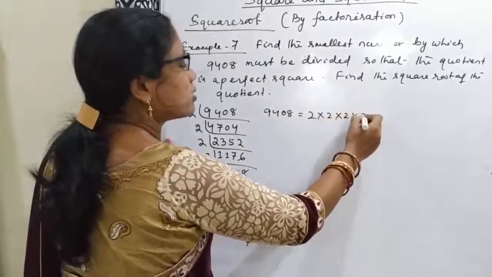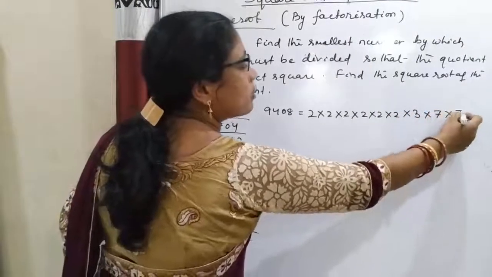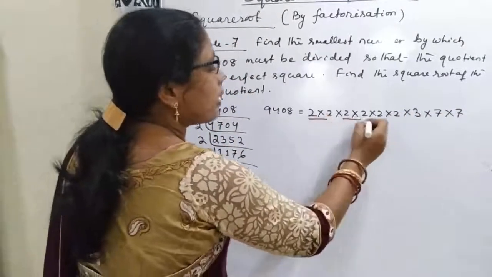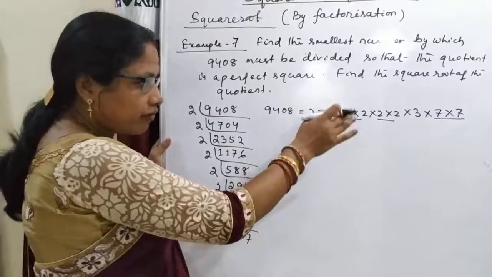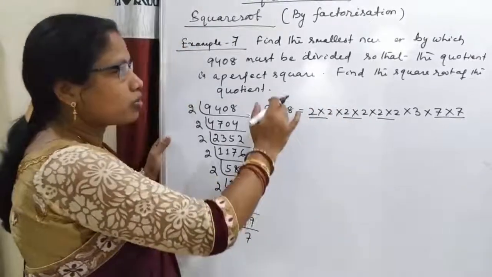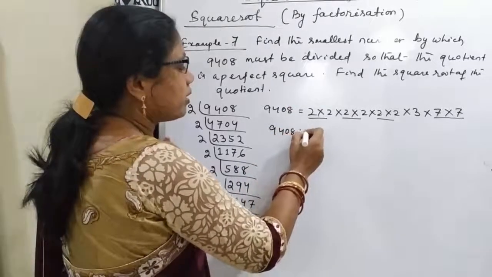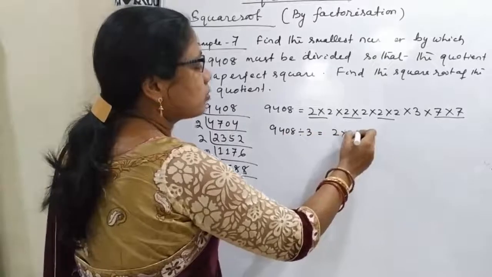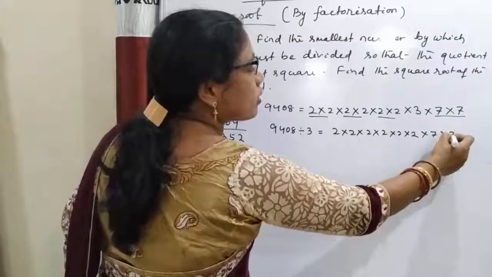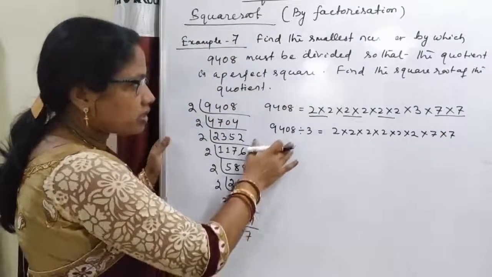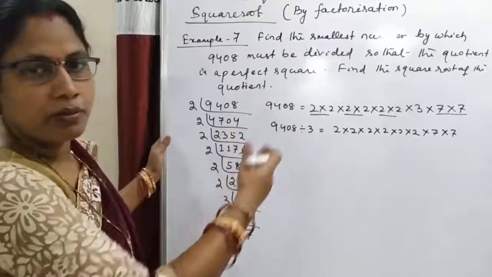So this can be written like this, then multiplied with 3, multiplied with 7, multiplied with 7. So here I have to pair like this. So only 3 is left. So if we divide this by 3, then the quotient will be a perfect square. So 9408 divided by 3 is equal to like this. So the smallest number is 3, by which it is divided, and the quotient becomes a perfect square.